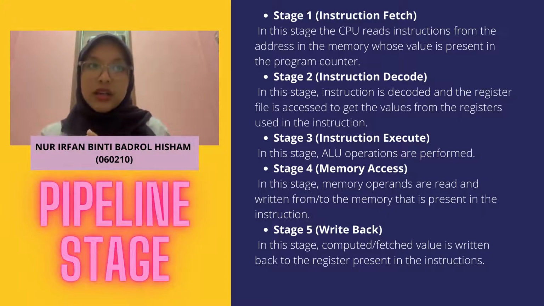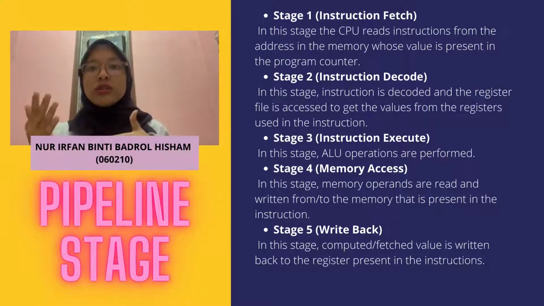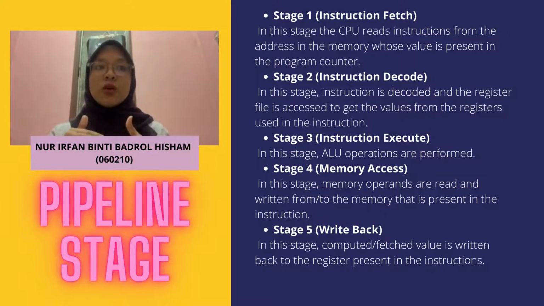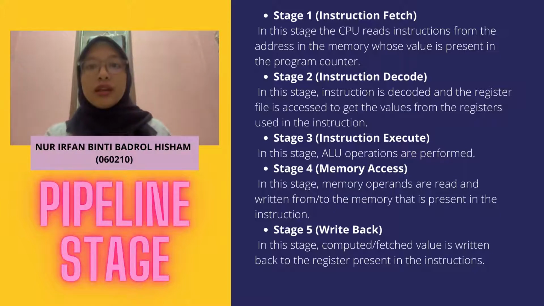In this stage, the instruction is decoded and the register file is accessed to get the values from the registers used by the instruction. Stage 3 is instruction execute. In the instruction execute stage, ALU operations are performed. ALU means arithmetic logic unit. It is a combinational digital circuit that performs arithmetic operations on integer binary numbers.